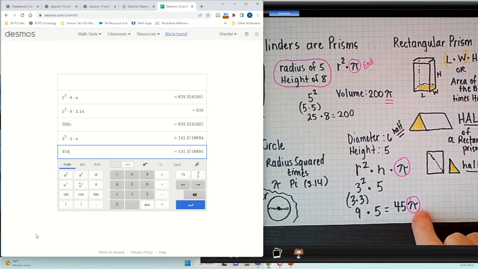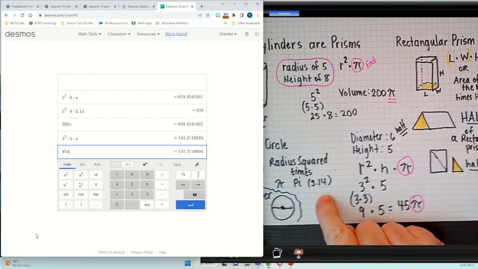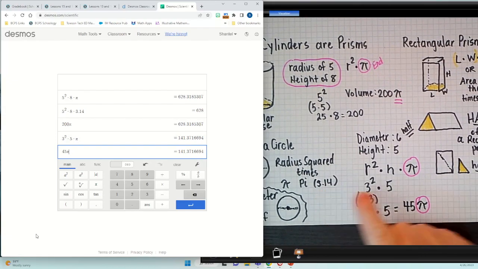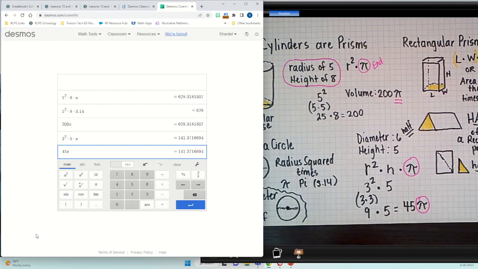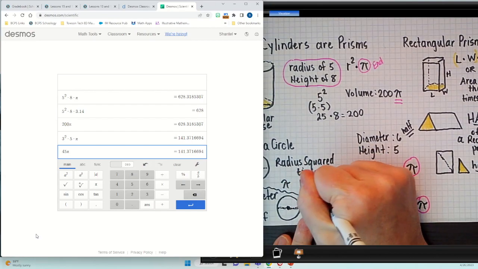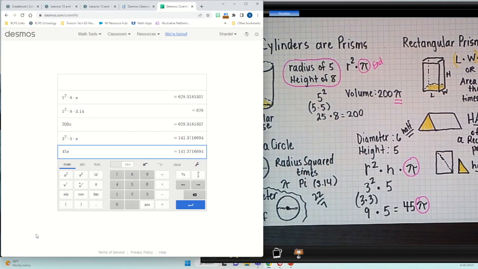That is because pi is irrational. And if we all use a different version of pi, 3.14 or the pi button, or even the fraction 22/7 is also a version of pi, we're going to get slightly different answers depending on which one we use.